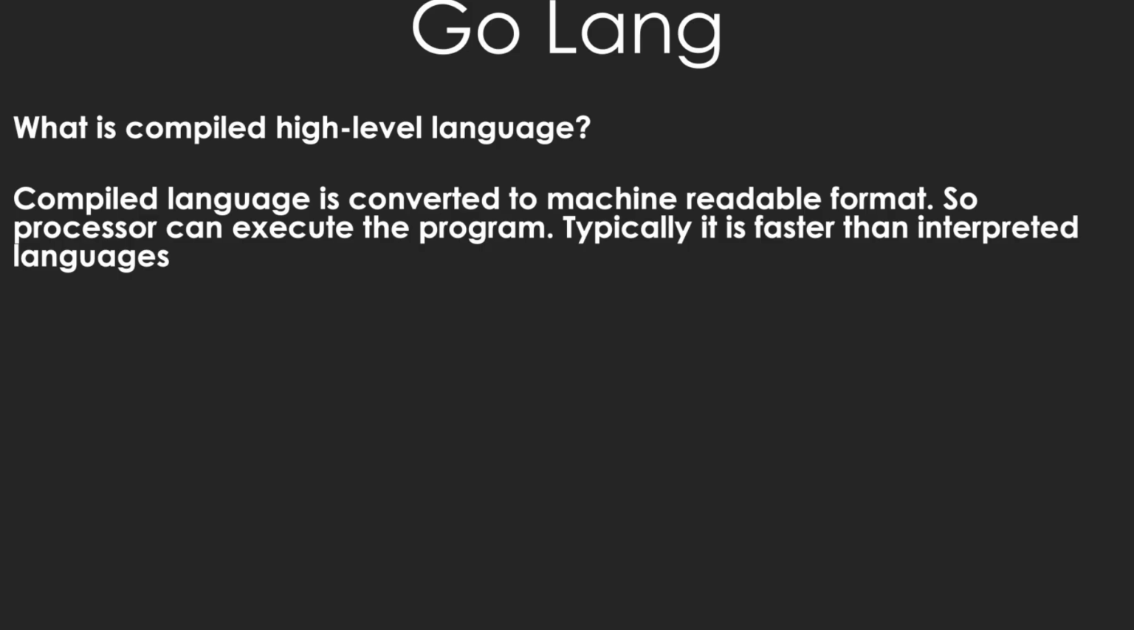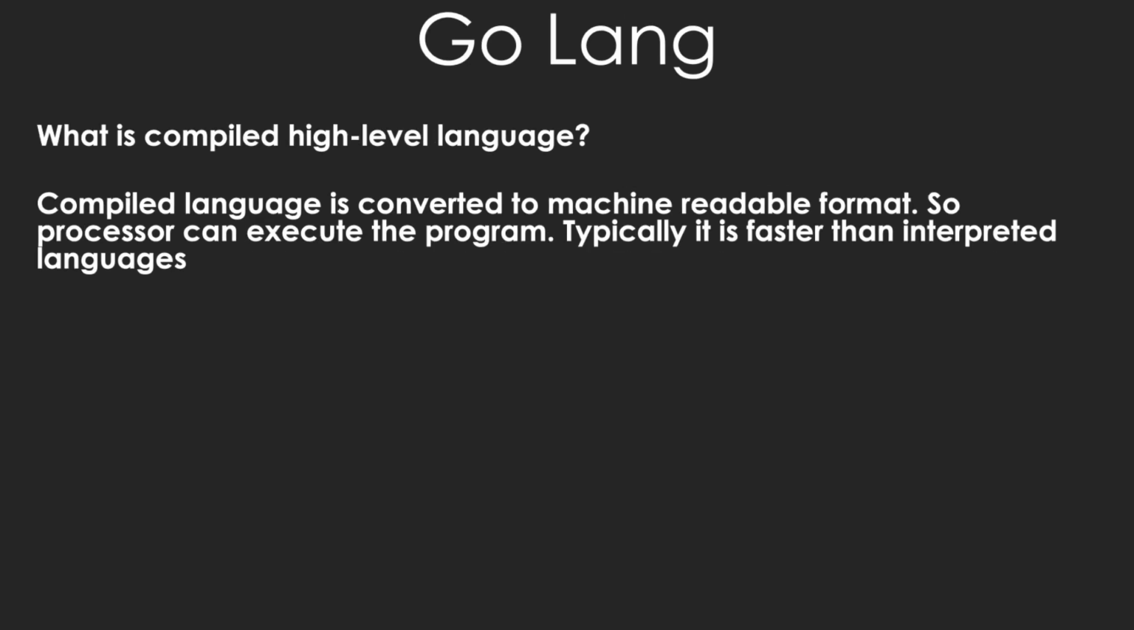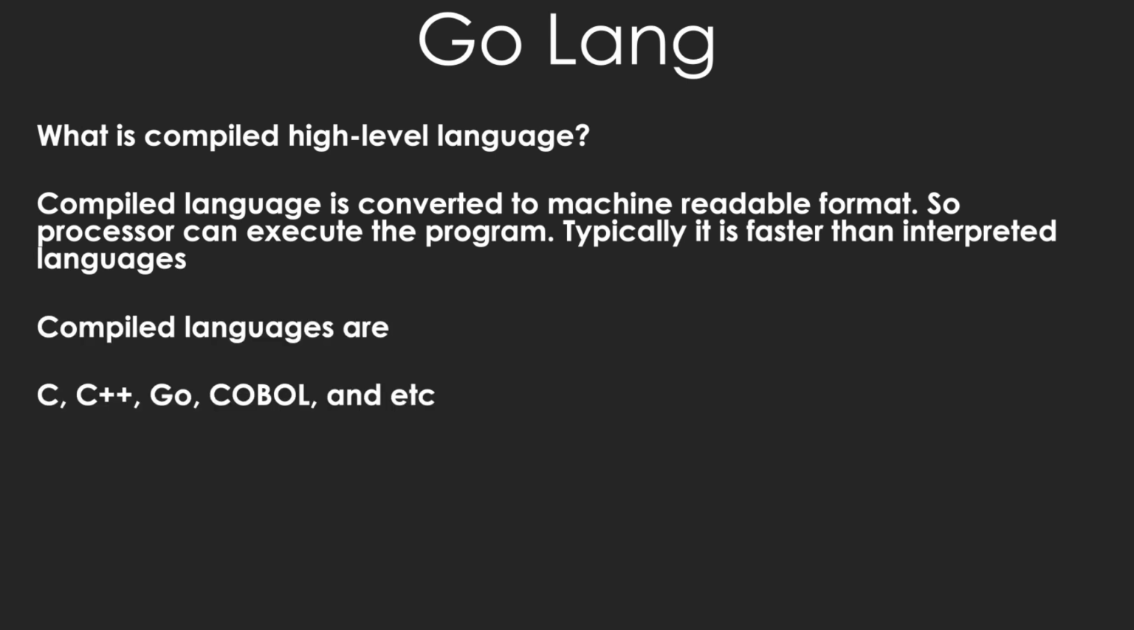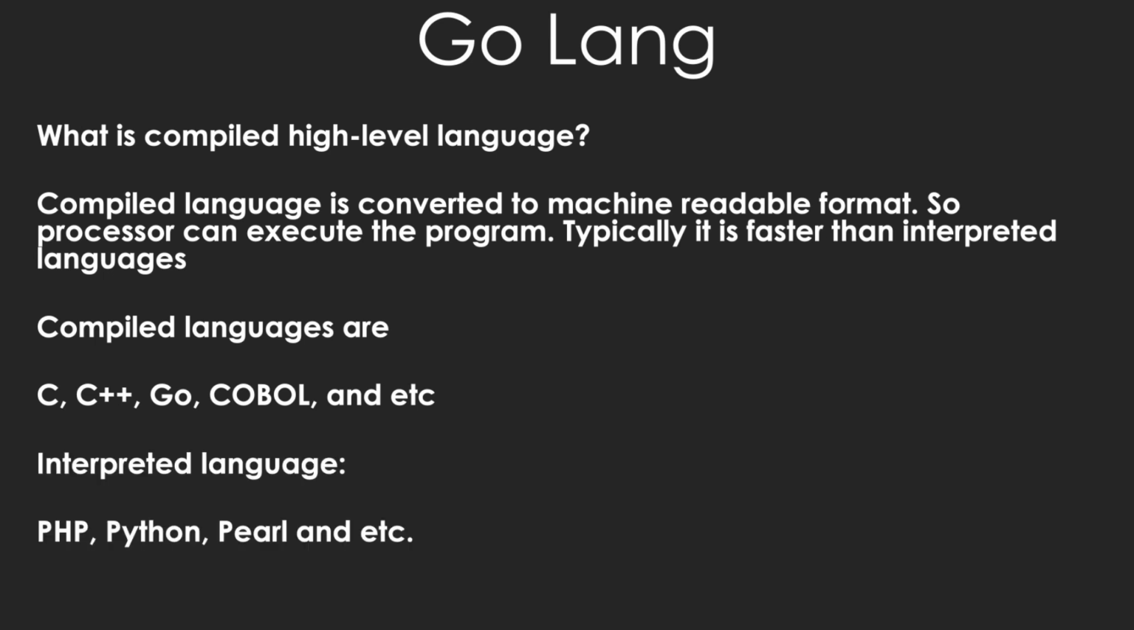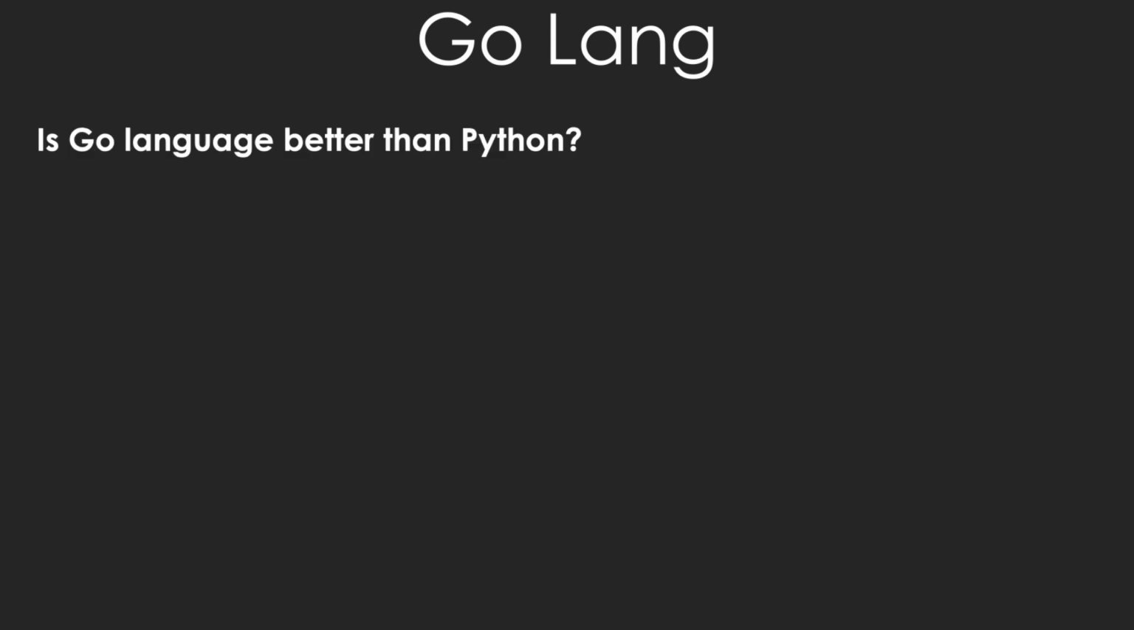So what is a compiled high-level programming language? That is the second step. A compiled language is converted into a machine-readable format so the processor can execute the program. Typically it is faster than interpreted programming languages. So what are the compiled languages? C, C++, Go, COBOL. And what are the interpreted languages? PHP, Python, Perl, and others.